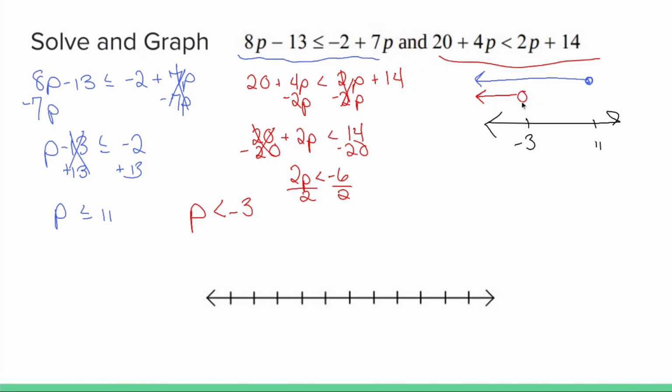So that happens at negative 3, but not including negative 3. So from here on to the left, both of these lines cover each other. But since negative 3 is not included here, I'm not going to include negative 3 in my final answer. So my answer is going to be negative 3, not filled in, moving to the left. Like that. All right? So that's what you're looking for with these and statements.